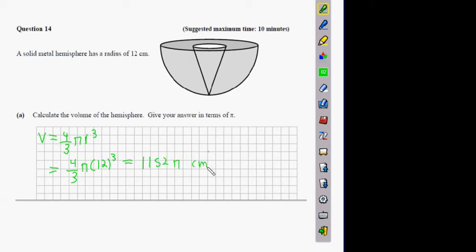centimeters cubed. Guys, keywords. Some of you don't get this. In terms of pi. Do you understand? In terms of pi means in terms of pi. You don't put it in decimals. Okay? Now moving on to the next one.